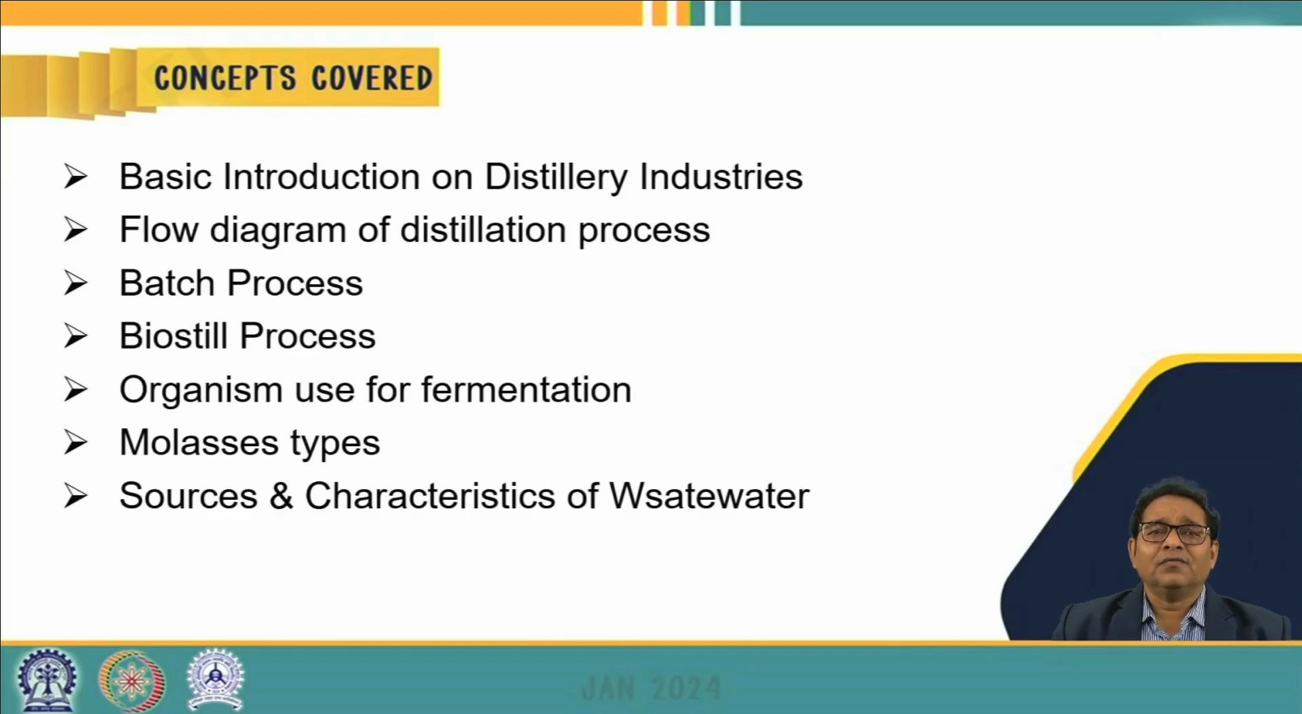So under this we will be covering two different processes: one is the batch process and another is the biostill process, which are used for fermentation of molasses. So these two processes we will be describing in detail along with their flow diagrams. Apart from this we will also be taking into consideration the various types of organisms, yeast and bacterial consortium, which are used for the fermentation process, and as a raw material molasses is used, and what are the different types of molasses which are available and that can be used for production of alcohol.